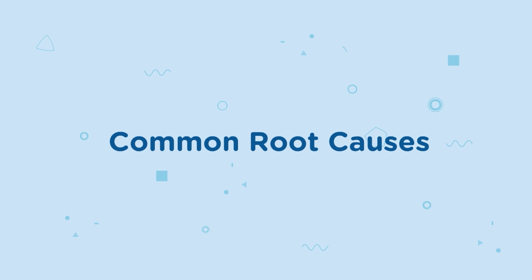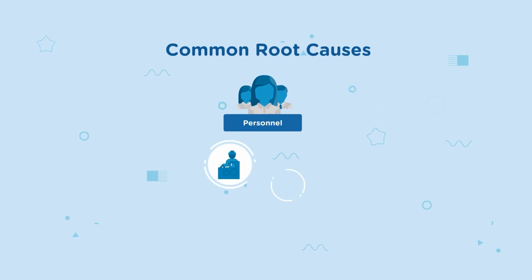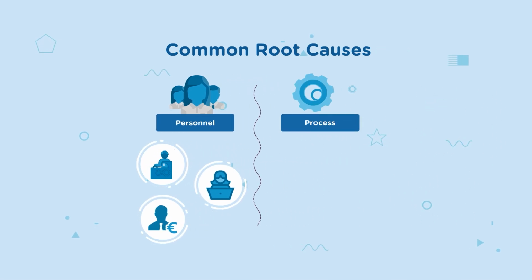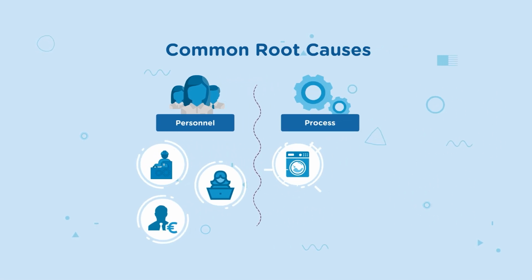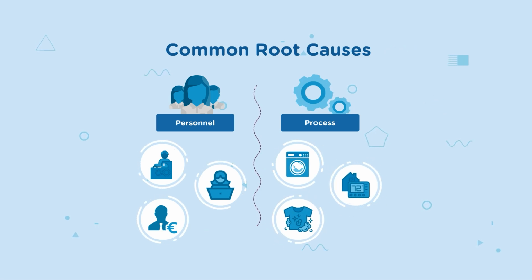Additionally, common root causes involve change. For example, there could have been a change in personnel, like a new machine operator, a new process engineer, or a new raw material purchaser. There could also have been a change in the process, like shortened washing time, lowered drying temperature, a manufacturing step was skipped, or the equipment was not cleaned sufficiently after a previous batch.